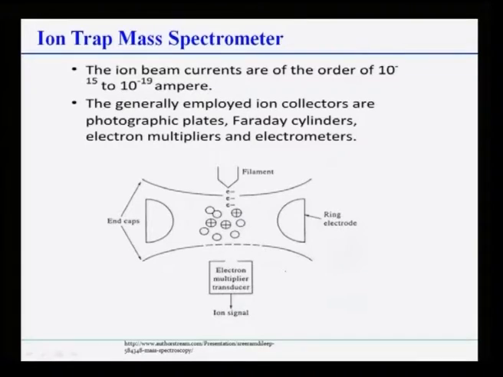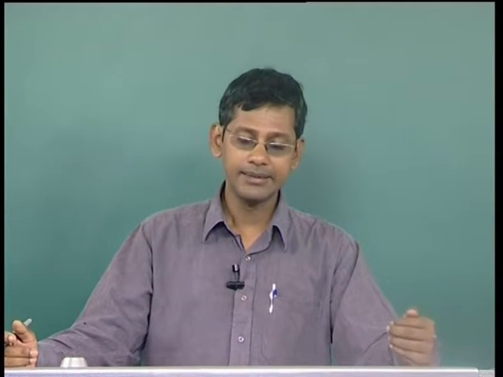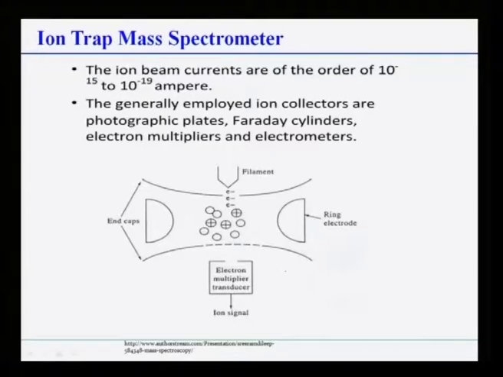The fourth technique which is important is the ion trap mass spectrometer. As the name suggests, it basically traps ions. As you know, Paul actually got the Nobel Prize because of the ion trap mass technique, I told you that, in 1983. Ion beam currents are normally of the order of 10 to the minus 15 to minus 19 amperes, so very small. That is because the number of ions present in the source beam is very small. This technique generally employed ion collectors, which are photographic plates or electron multipliers.